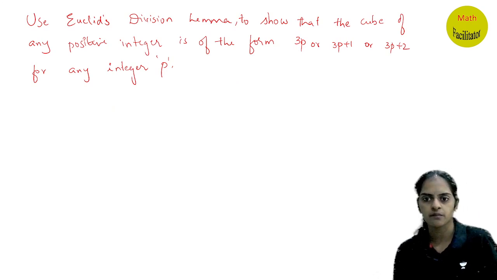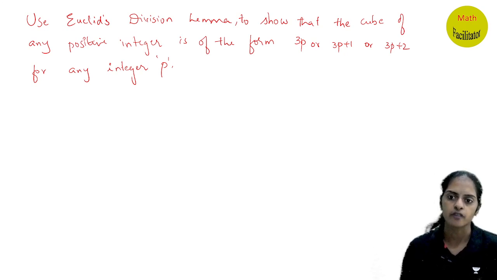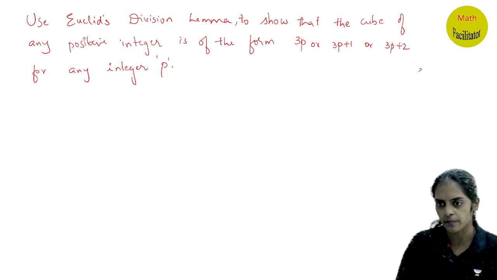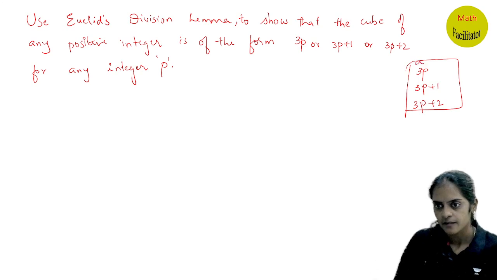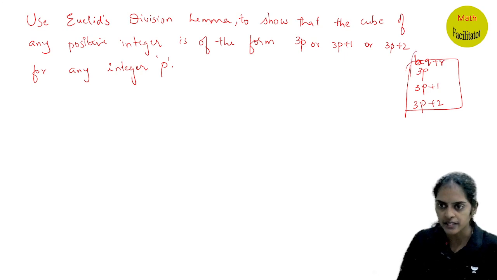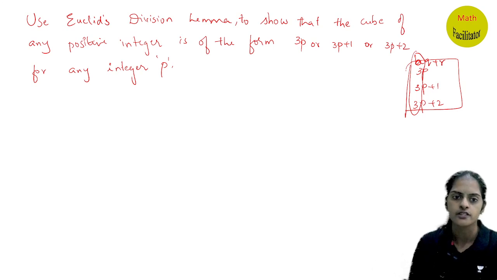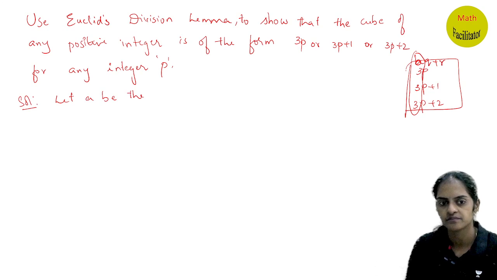Use Euclid's division lemma to show that the cube of any positive integer is of the form 3p, 3p + 1 or 3p + 2. So, identify the model: it is like a = bq + r, where in the place of b you can find 3 here. So let a be the positive integer.